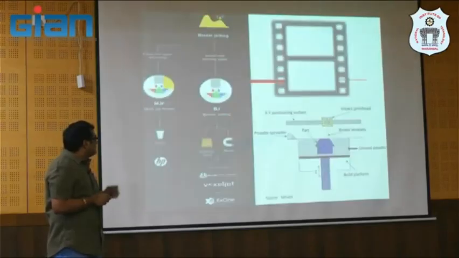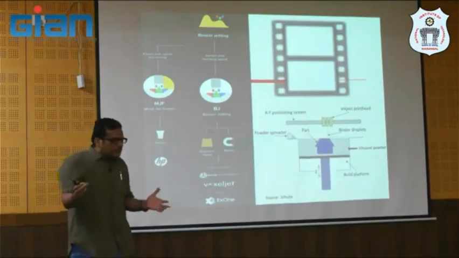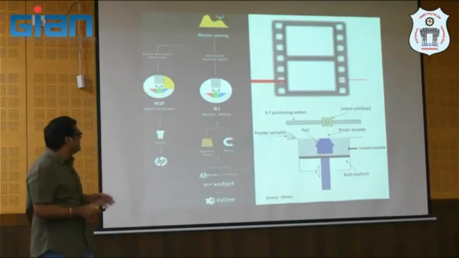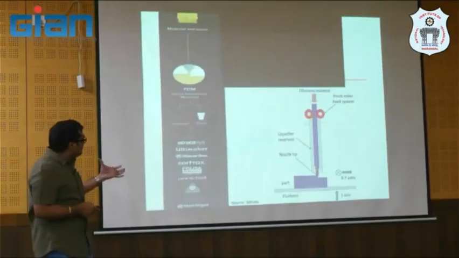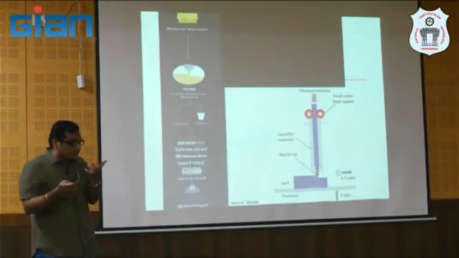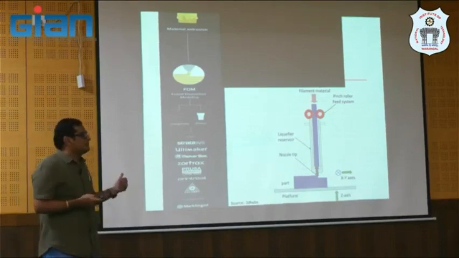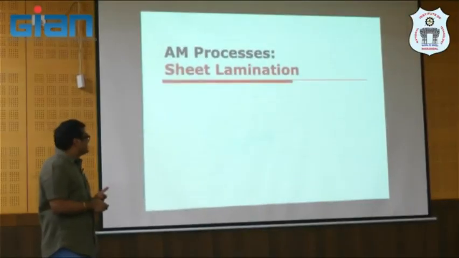Binder jetting, yeah, you can even go with a metal, but as I said already, it's not a single step. Maybe you do debinding, sintering, then you will get a metal part through binder jetting. And extrusion based, yes, even metals can be extruded, right? Like you have Markforged, or other technologies where you can produce metal, but not in a single step, maybe 2 steps.